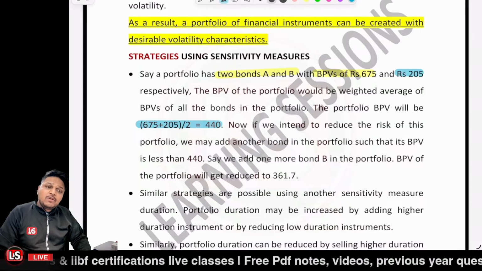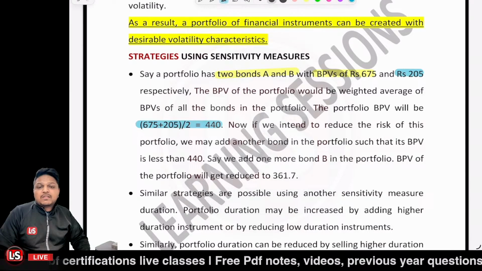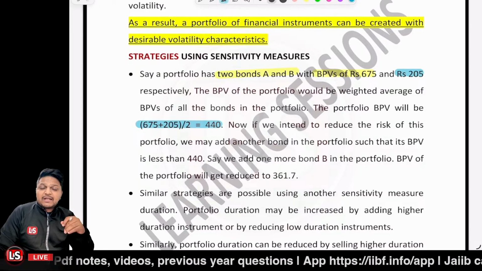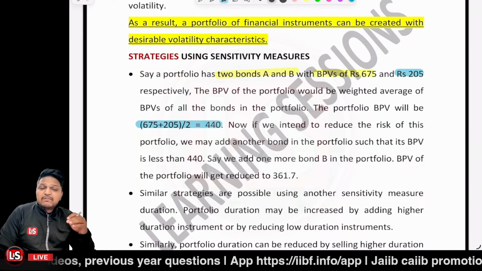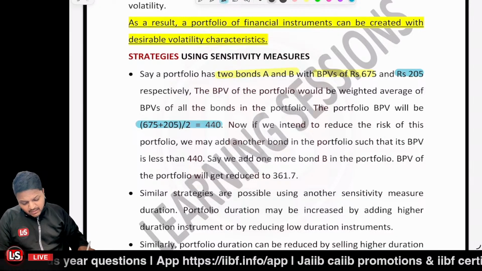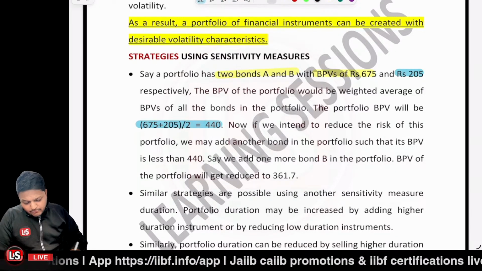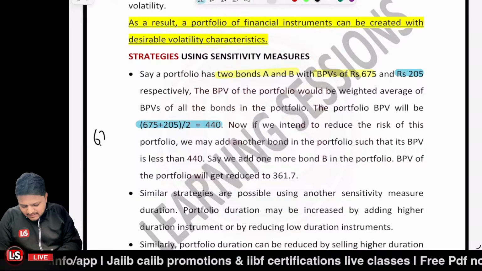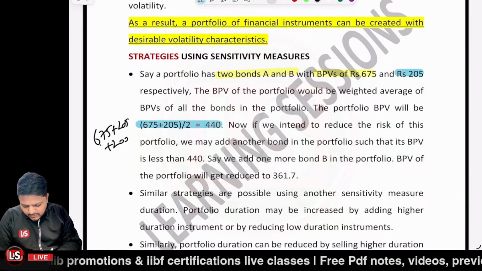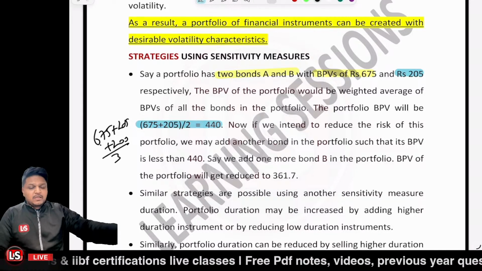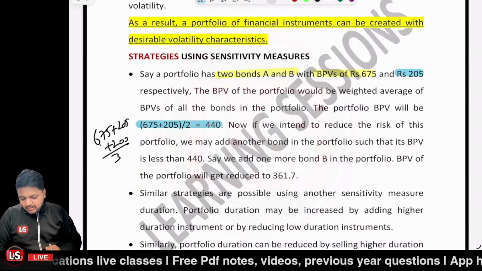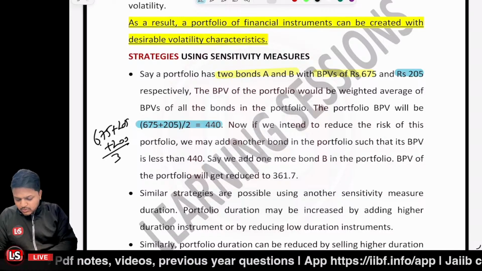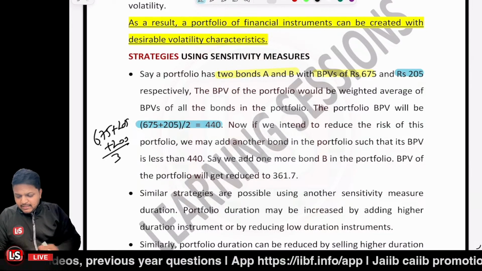Now let's take the case where we want to reduce it further. We will add another bond to our portfolio such that in that scenario the BPV is even less than 440. Let's say we added a bond with a BPV of 200. In that scenario, what will be the average? The average will be 675 plus 205 plus 200 divided by 3. So the overall BPV will now be reduced even below 440. The answer will be 675 plus 205 plus 200 divided by 3, that is 360.